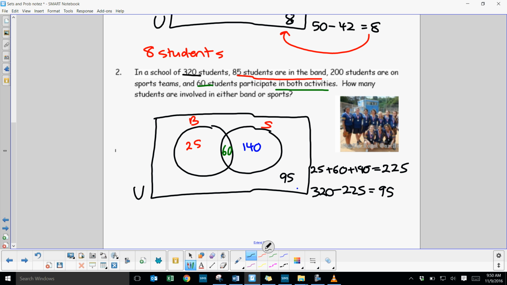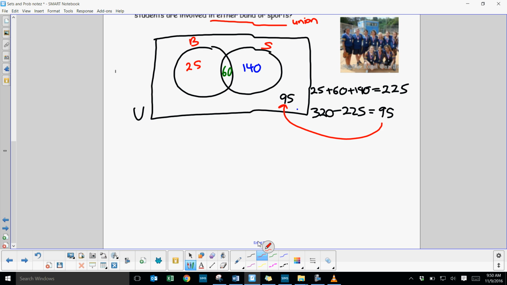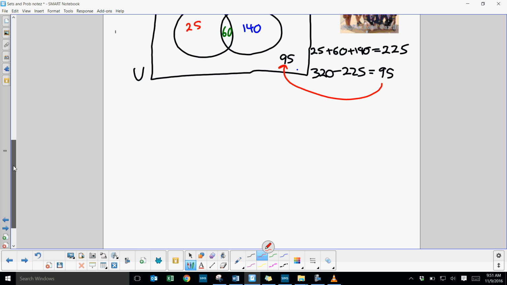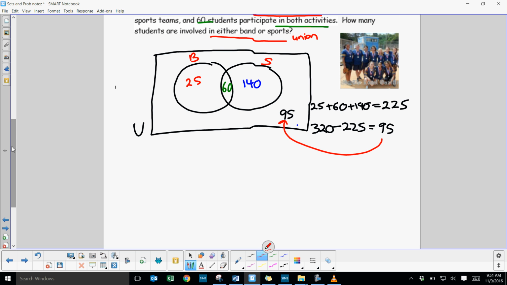Mind you, we didn't even need to work that part out because all they want to know is how many are involved in either band or sport. So by that, they want the union. So the union is the three numbers inside the sets added together. So it would be, let's go back to here. So the union would be 25 plus 60 plus 140, which we worked out over here anyway, is 225 students is the answer to this one.